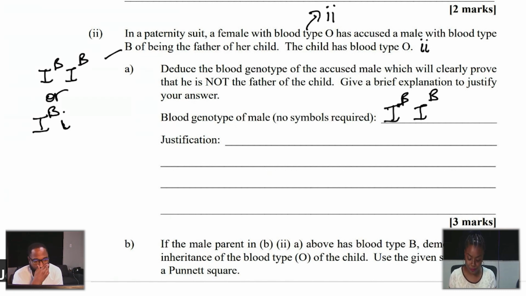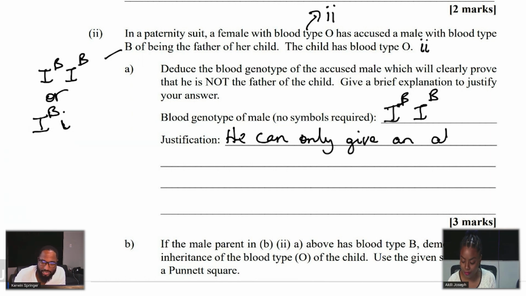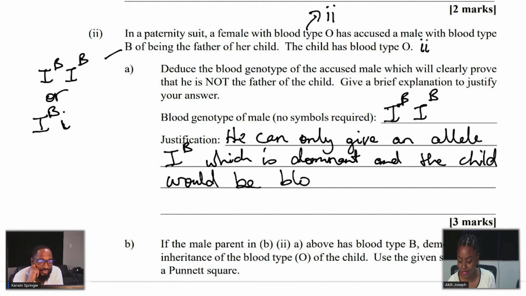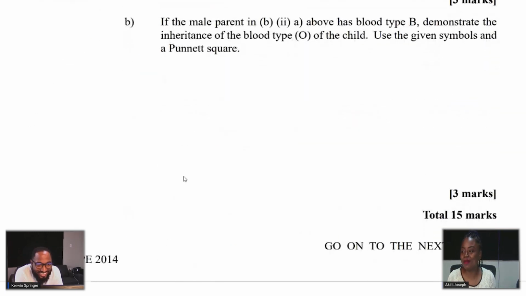So this here means that there's no way that he could be the father of this child, and the justification is that if he's this genotype, he can only give the dominant allele IB, which is dominant, and the child would be blood group B. Yeah? 100%. So that's for your 3 marks there, right? So then moving on to part B, this is the last 3 marks to total our 15 marks to get full marks in this question.